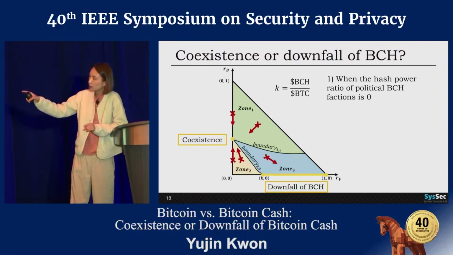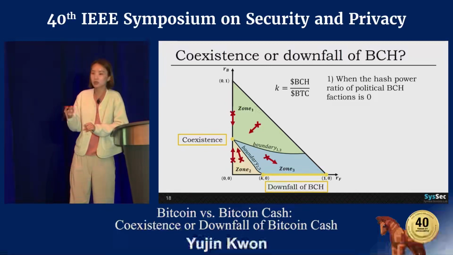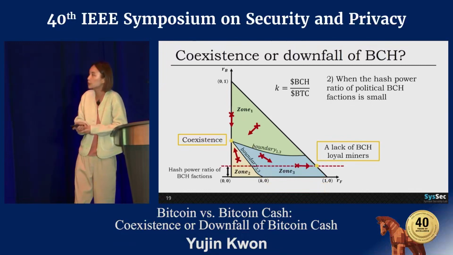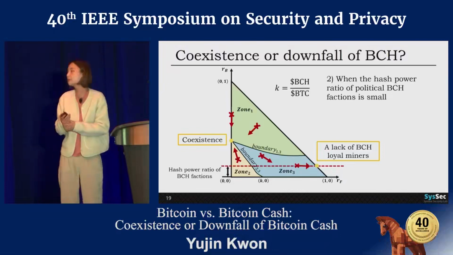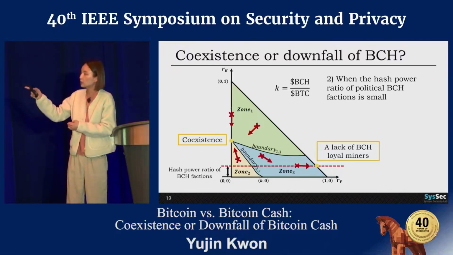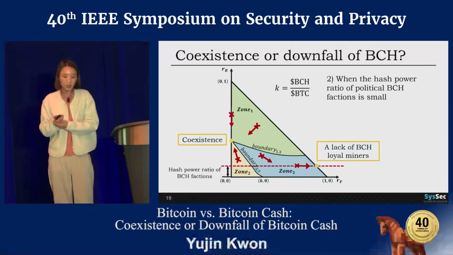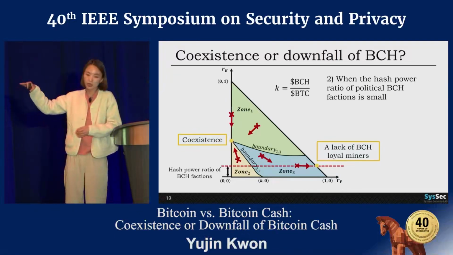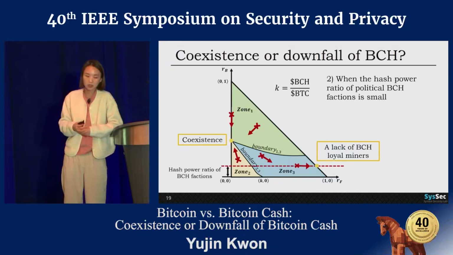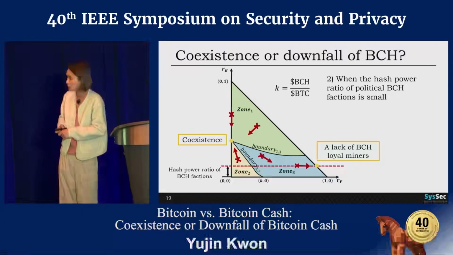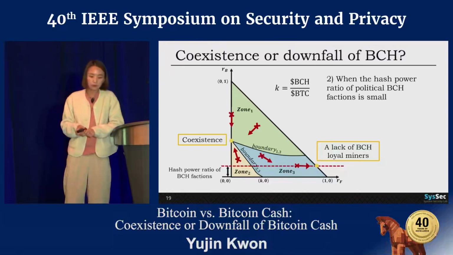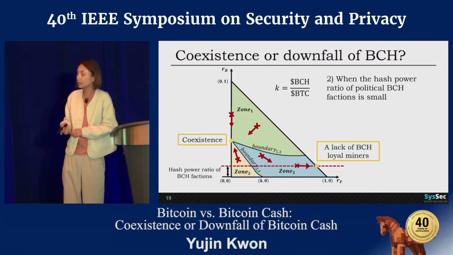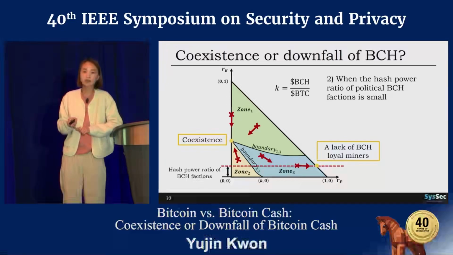Moreover, we should note the downfall of BCH from K0 to 10. In other words, the heavy occurrence of Bitcoin mining is equilibrium. In the second case, the hash power ratio of political BCH factions is small. There are also 2 types of equilibria. First, coexistence, and second, a lack of BCH lunar miners. And the red line indicates when the hash power ratio involved in only BCH mining is equal to the hash power ratio of BCH factions.